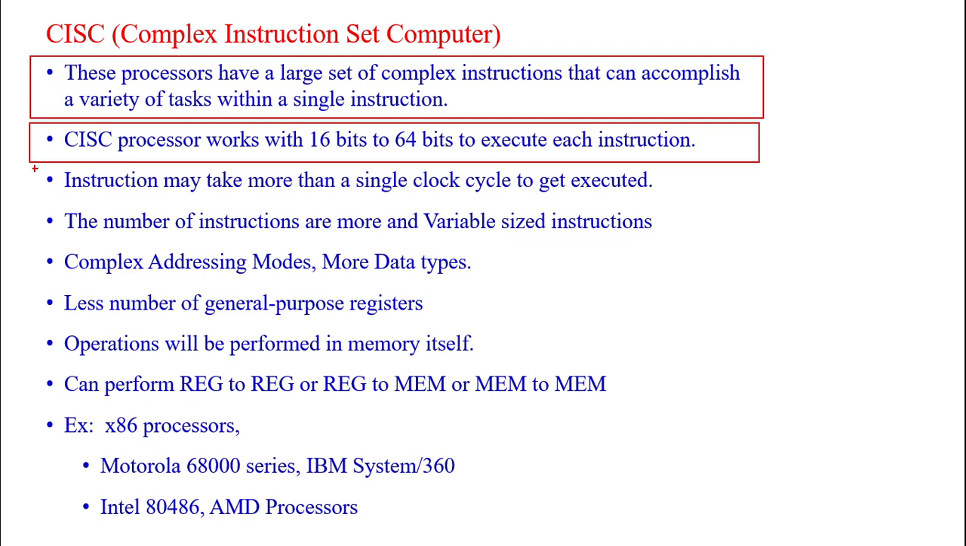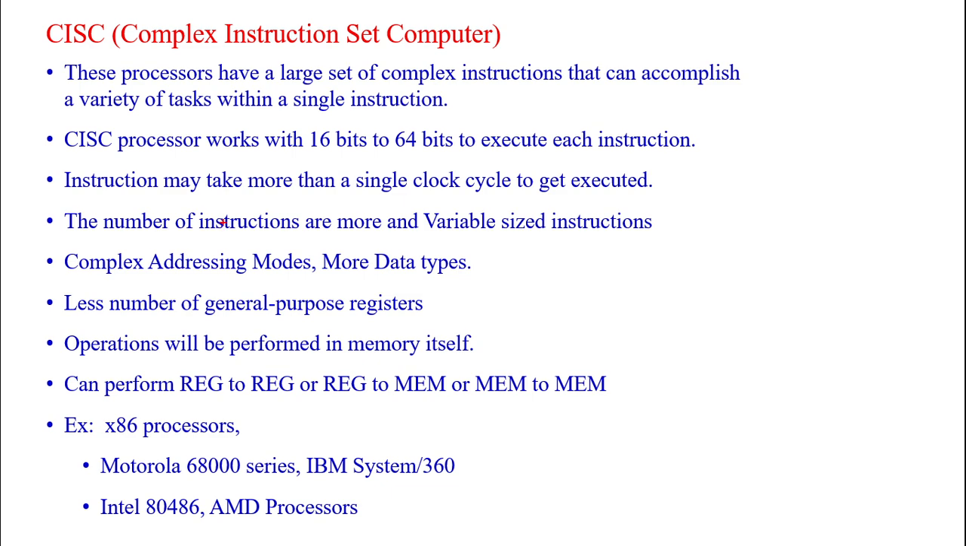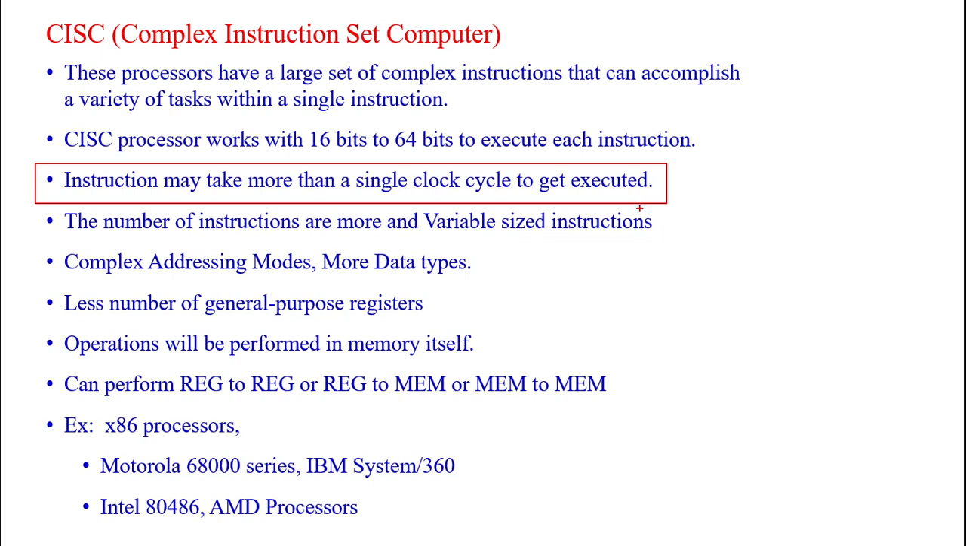Next point, if you see here, the instructions may take more than a single cycle to execute. A single cycle means a group of clocks. Just understand for now that an instruction may take more than a single cycle. That means it may take 2 cycles, 3 cycles, 4 cycles, like that. Because you will be deploying your processor in a very complex environment, it may take more than a single cycle. It may take 2 or 3 and so on.